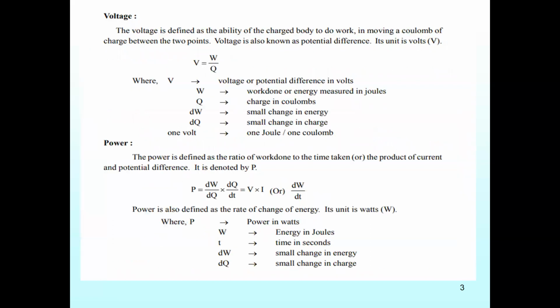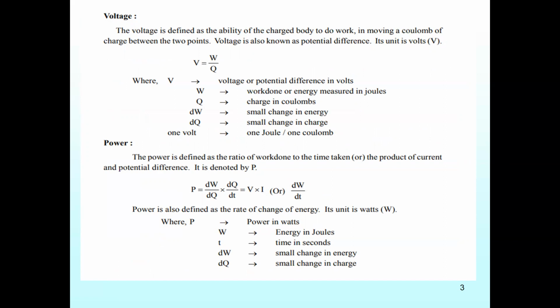Next one is voltage. Voltage is defined as the ability of a charged body to do work in moving a charge between two points. Voltage V equals W by Q.